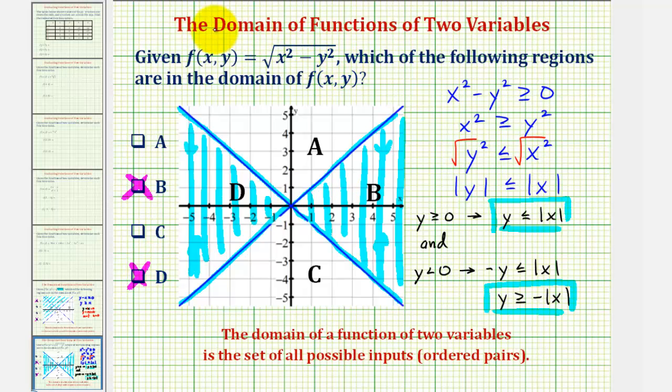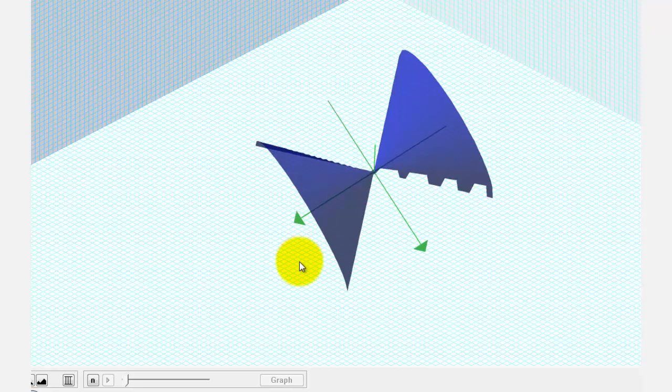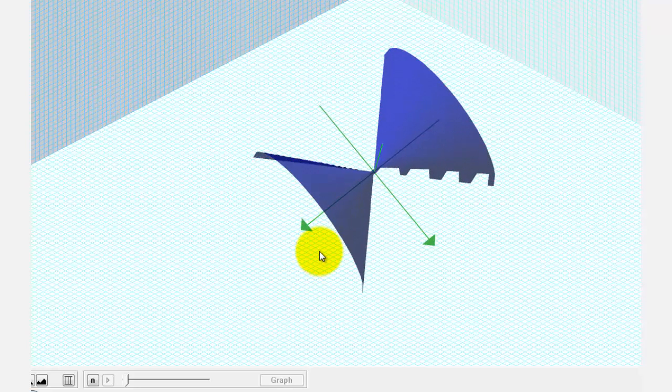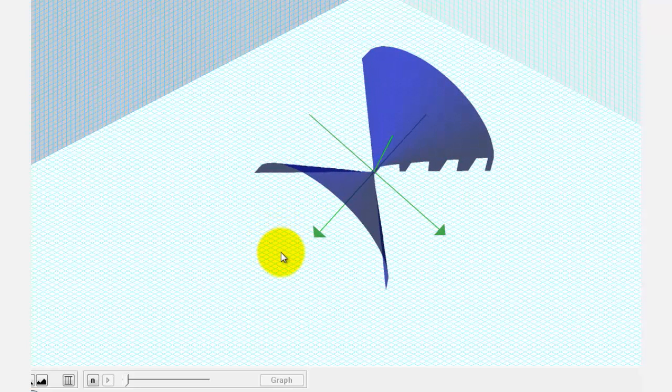Now let's graph this surface in 3D and look down on the xy plane to verify this domain. Here's the graph of our surface. The software is having a little difficulty graphing the surface here near the xy plane, but we should be able to tell it's half a cone, where this axis here is the positive x-axis and this axis here would be the positive y-axis. So let's rotate this so that the positive x-axis points toward the right and the positive y-axis points upward.